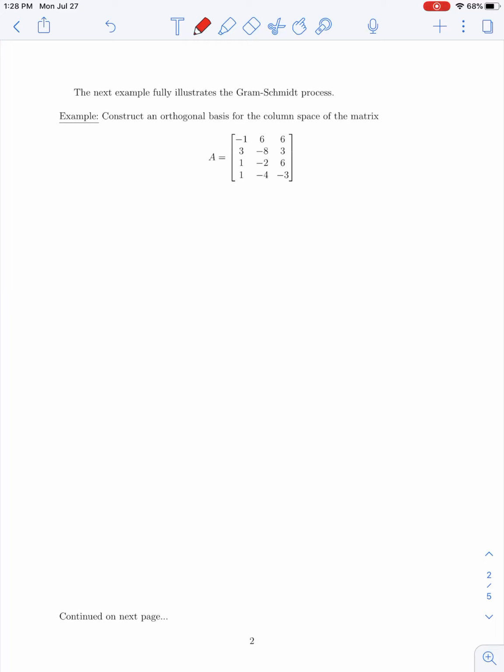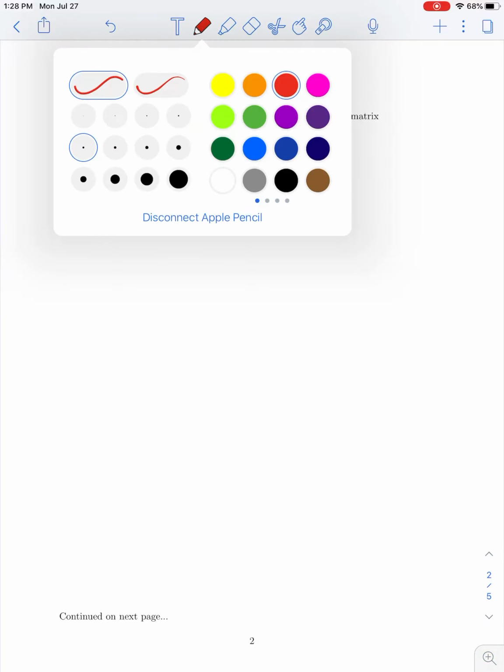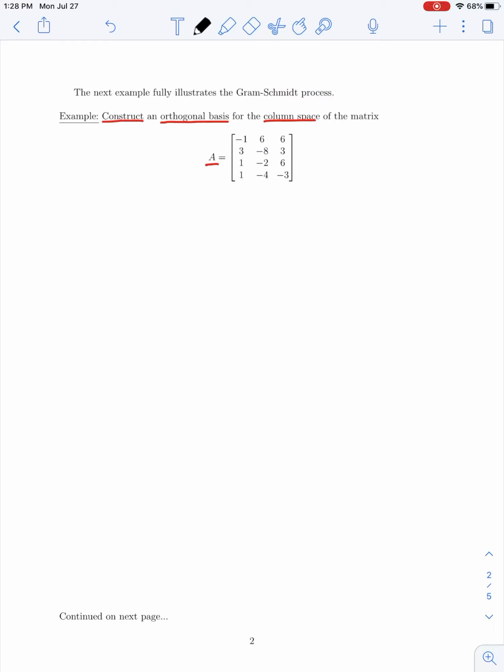So this next example will more fully illustrate the Gram-Schmidt process. So here is our problem. We're supposed to construct an orthogonal basis for the column space of the following matrix. This matrix A, so the column space, recall, is the space spanned by these column vectors. So let's give these vectors names. Let's maybe call these x1, x2, and x3. So here, just for notational sake, I'm going to let W denote the column space of A, which by definition is the space spanned by the vectors x1, x2, and x3. Those are the columns of the matrix A.